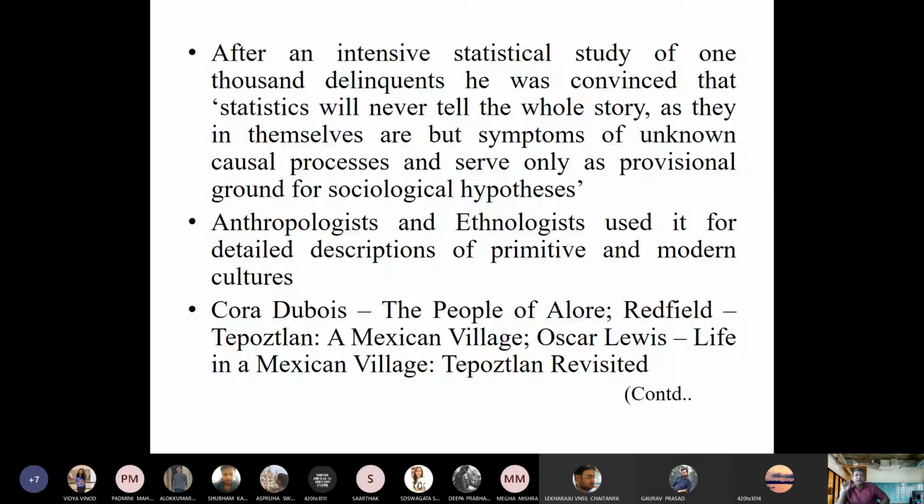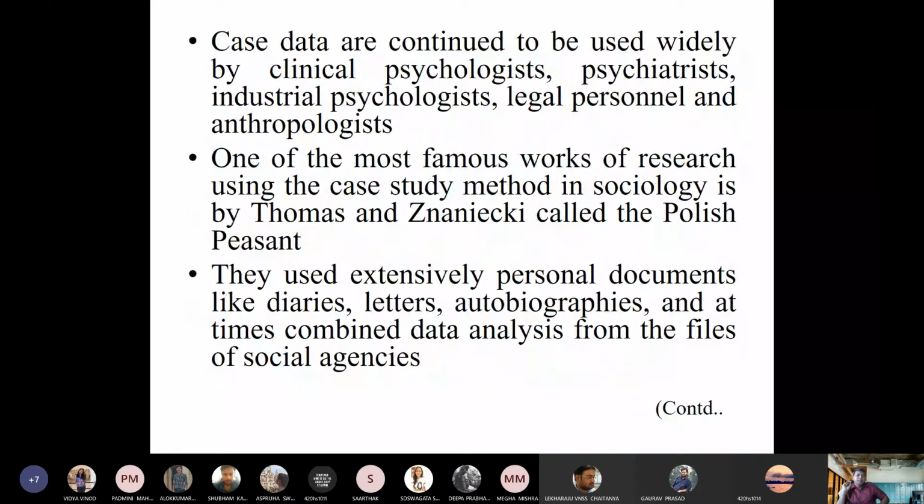Case data continue to be widely used by clinical psychologists, psychiatrists, industrial psychologists, legal personnel, and anthropologists. Generally psychologists, anthropologists and sociologists mostly use this case study method, even in management when they do some business research. So what they do is they take lots of case studies also.